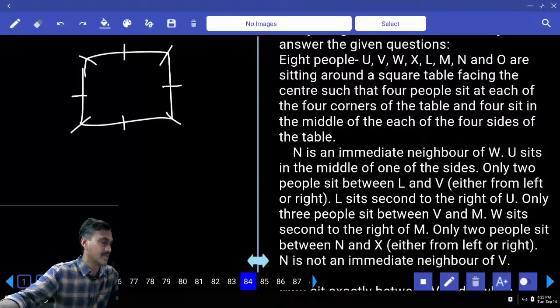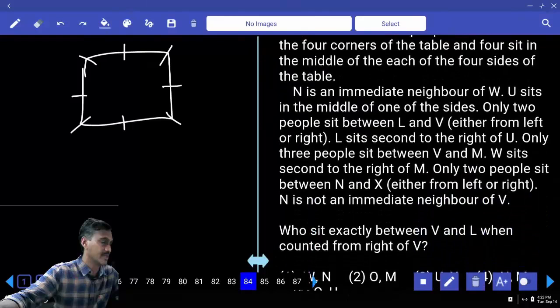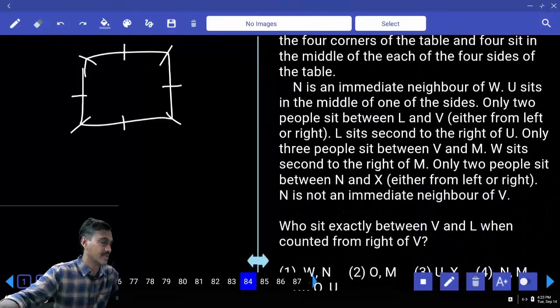Done? And next one. 8 people were there, U, V, W, X, L, M and O are seated around a square table facing the center. 4 people at each of the 4 corners, 4 seated at the middle of the sides of the table, and 4 seated in the middle of the 4 sides. Direction గురించి అని ఇచ్చారండి? Now, no direction has been given in this one, isn't it?